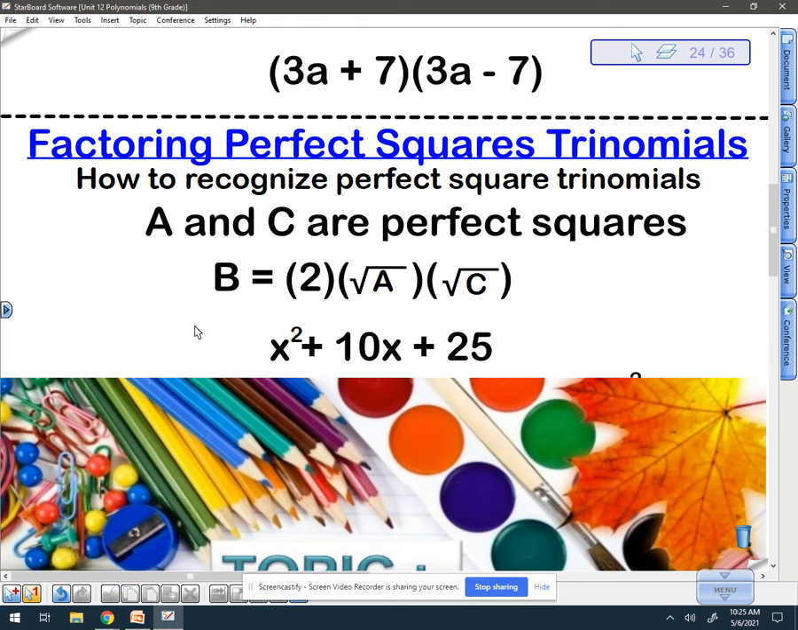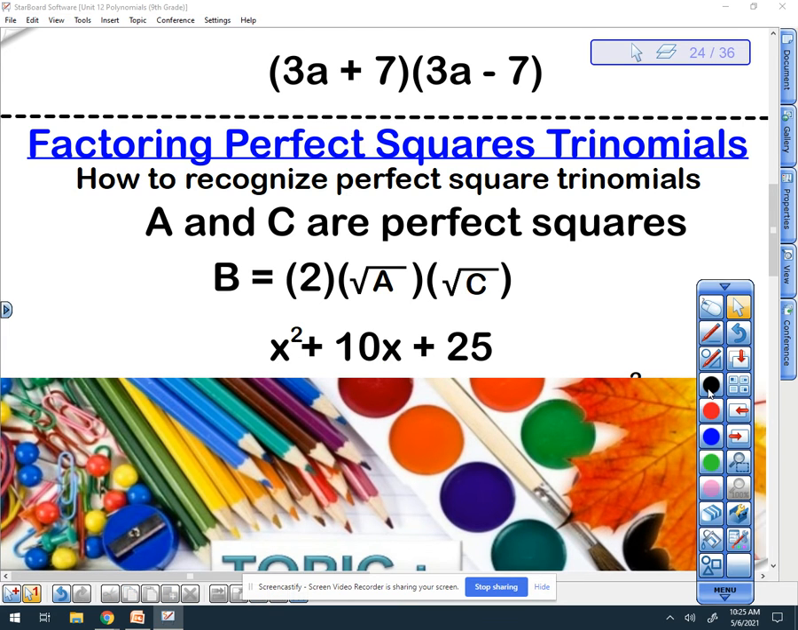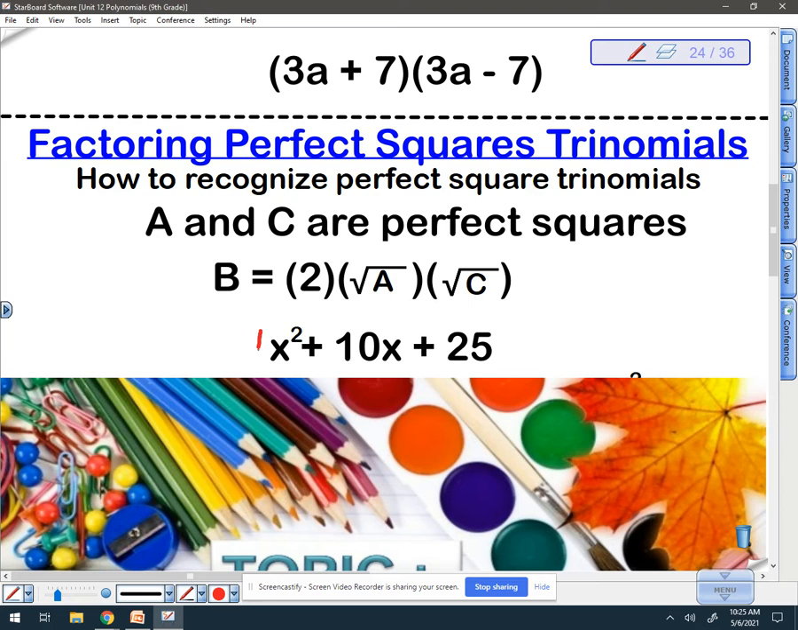So let's check that on this one. If we look at this term, we know A is 1, B is 10, C is 25. So let's check. A and C are perfect squares. Square root of 1 is 1, so that's a perfect square. Square root of 25 is 5, so that's a perfect square. So that's true. And then now let's see. It says if you do this and it equals B, then you're good. So 2 multiplied by the square root of A, which is 1, multiplied by the square root of C, which is 5.